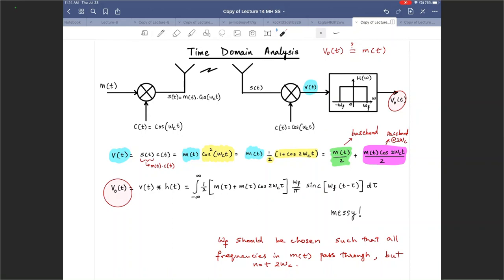So what do we switch on to? We switch on to the frequency domain analysis instead, which becomes much easier to handle. Note, and we have said this earlier, omega f should be chosen such that all the frequencies in M of t pass through it, but not 2 omega c. So the 2 omega c t term, we don't need that. We can reject that. But it has to pass all the frequencies in the message, because that's what we want. We want the output VO to be as close to M of t as possible. So it has to preserve the frequencies in the message. All right, questions here?